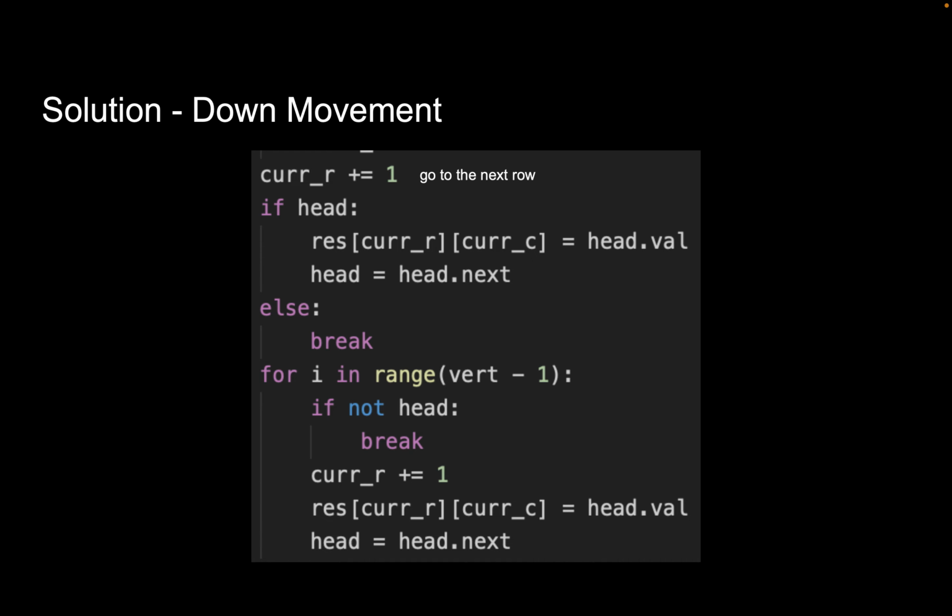So similarly, if the linked list has no head, we break out of it. To traverse down, we simply do current r plus equals 1, which increases the row by 1 each time. And we set the current value in the matrix to be head dot value, and we progress head to the next element in the linked list.